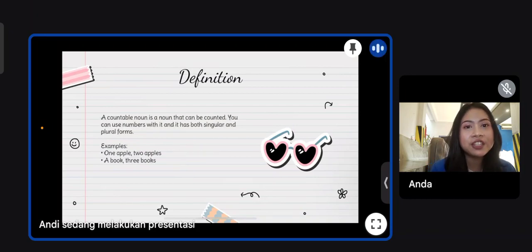Okay, the next is the definition. A countable noun is a noun that can be counted. You can use numbers with it, and it has both singular and plural forms. The examples are one apple, two apples, a book, three books, and so on.